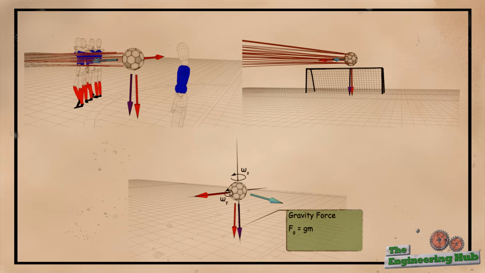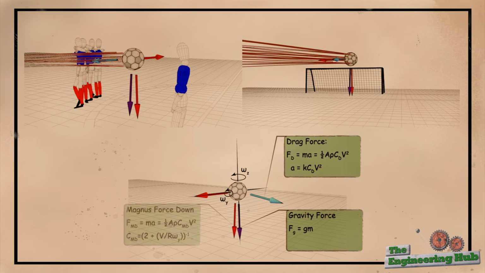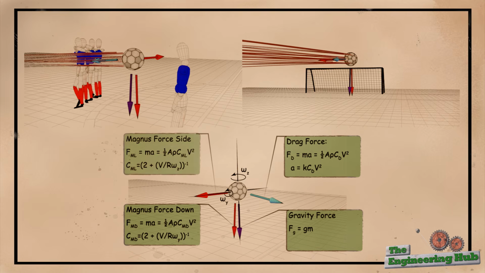There is also the drag force, which is present whenever there is a body moving through a fluid. The drag effects become prominent at high velocities and cannot be ignored for this shot. The drag force always opposes the direction of motion and slows down the object. Lastly, we have the Magnus force, which acts perpendicular to the direction of motion.